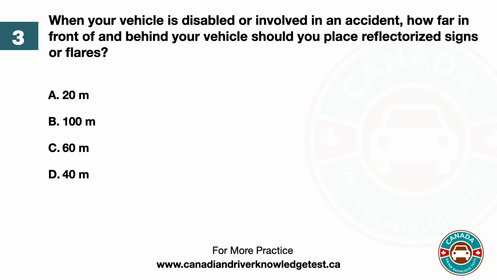Question 3. When your vehicle is disabled or involved in an accident, how far in front of and behind your vehicle should you place reflectorized signs or flares? A. 20 m. B. 100 m. C. 60 m. D. 40 m. The answer is C. 60 m.